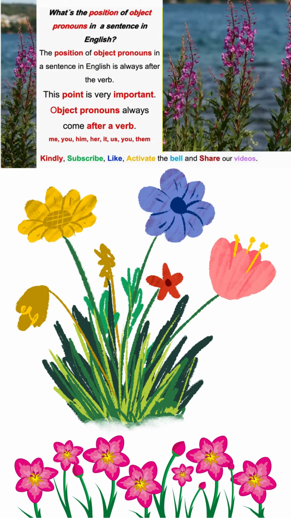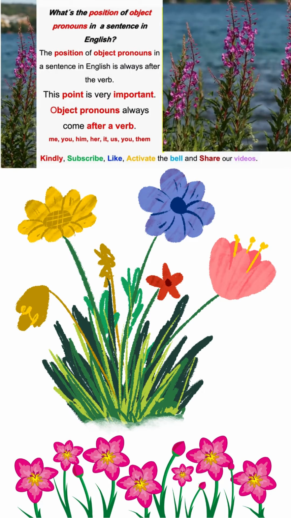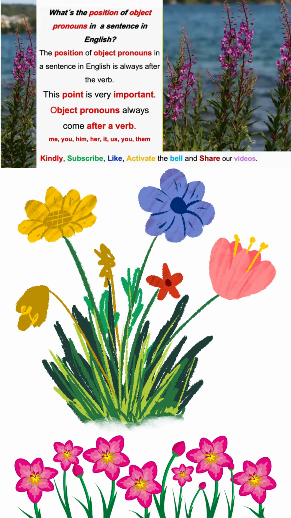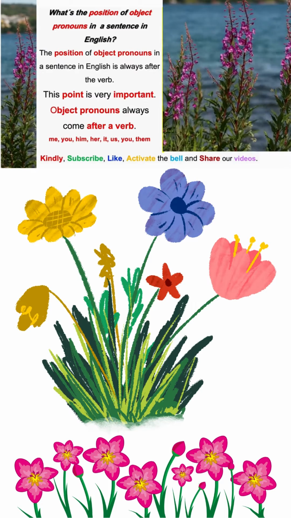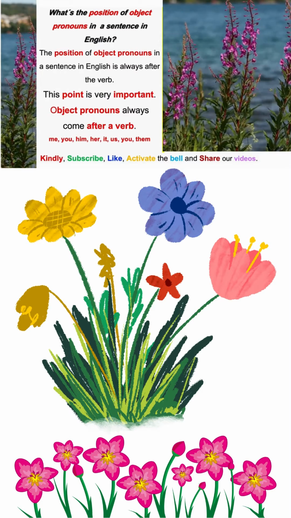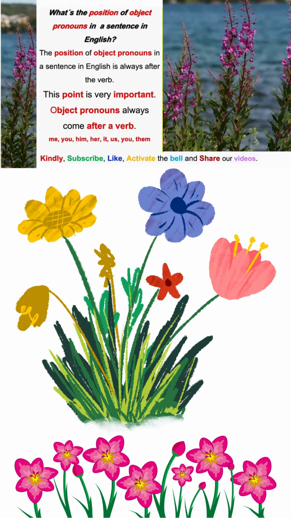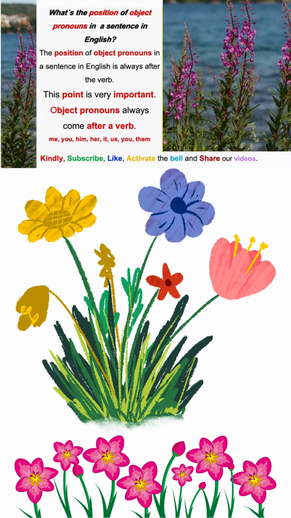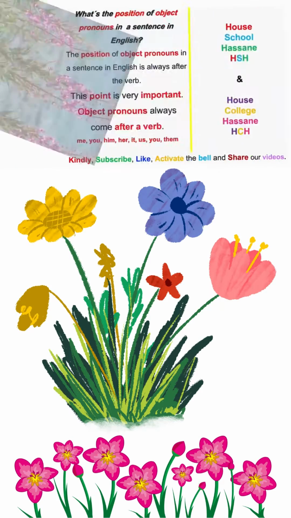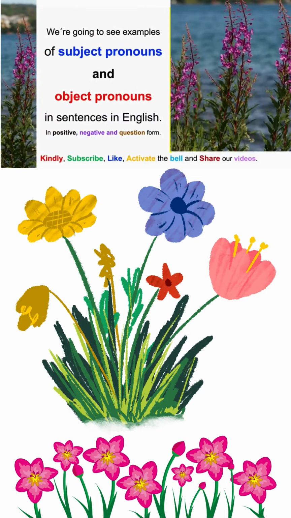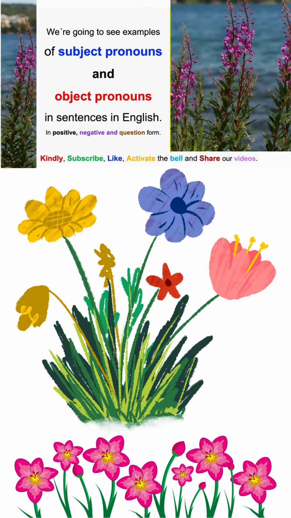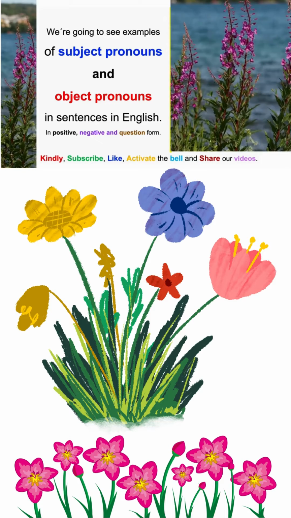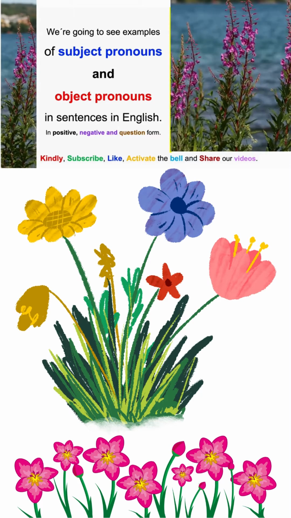For example, you help me, I help you, I help him, I help her, I help it, you help us, I help you, we help them. So these, they come after a verb. Let's see examples. We're going to see examples of subject pronouns and object pronouns in sentences in English in positive, negative, and question form. Let's see.